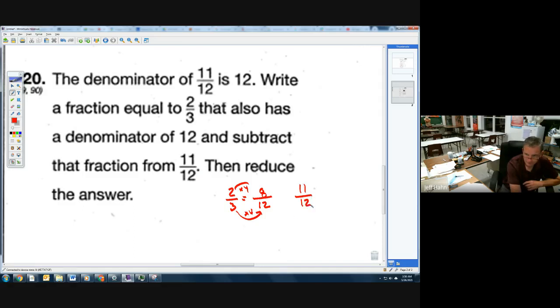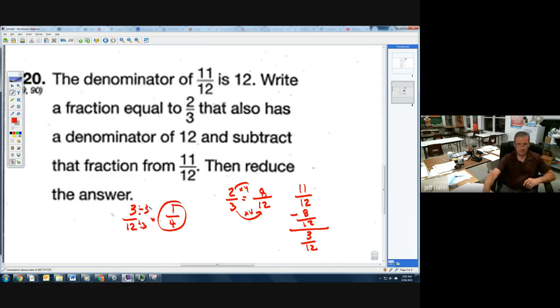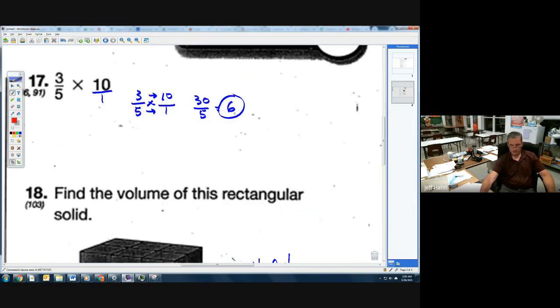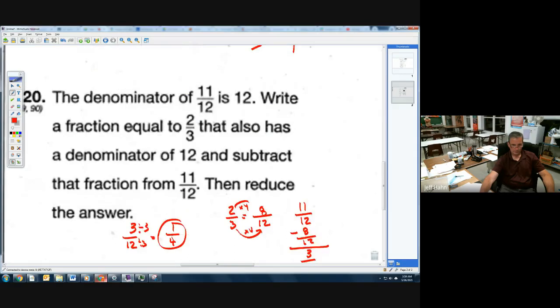So I have 11/12 on top. I subtract 8/12 from that. That gives me 3/12, and unfortunately that, ladies and gentlemen, is not my answer. You must always look to see if you can reduce. What can I divide those both by? 3. So I end up with 1/4. The answer to problem number 20 should be 1/4.